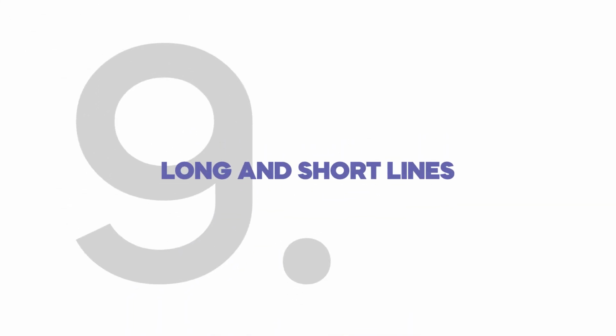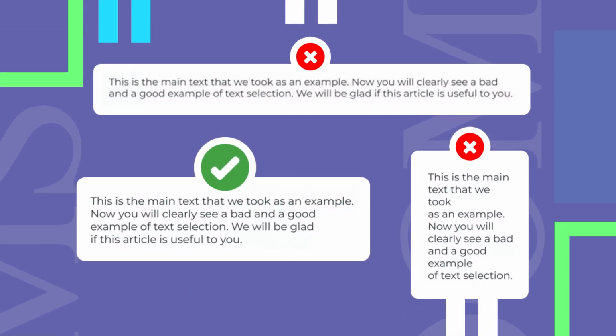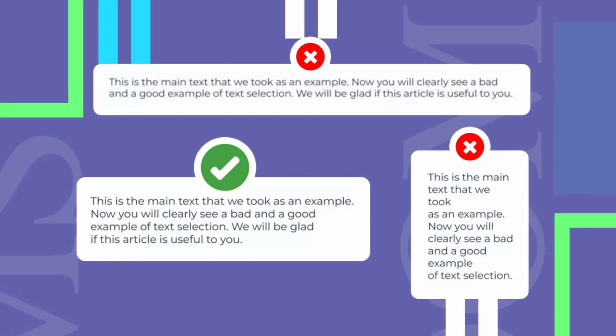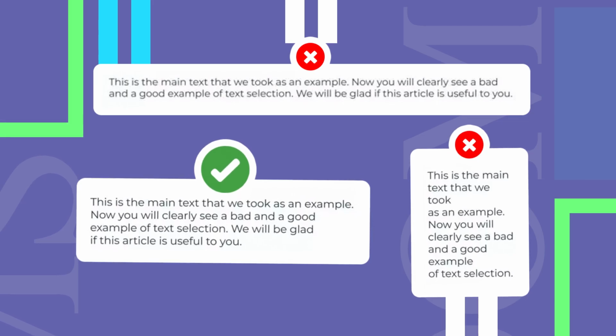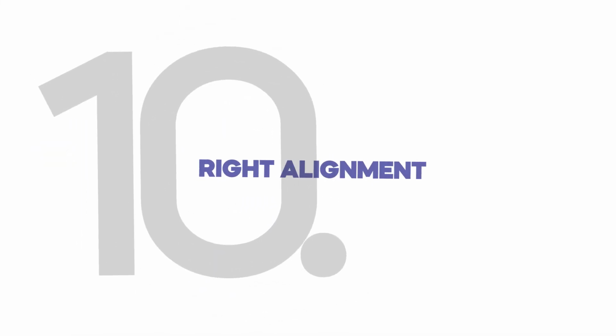Long and short lines are also forbidden if you want your design to look clear and beautiful. Lines that are too short make the text stretch down a lot, and long lines make people too tired to read everything. So try to do something in between so that the user doesn't have time to get bored while reading. Right alignment isn't convenient to read in most cases.